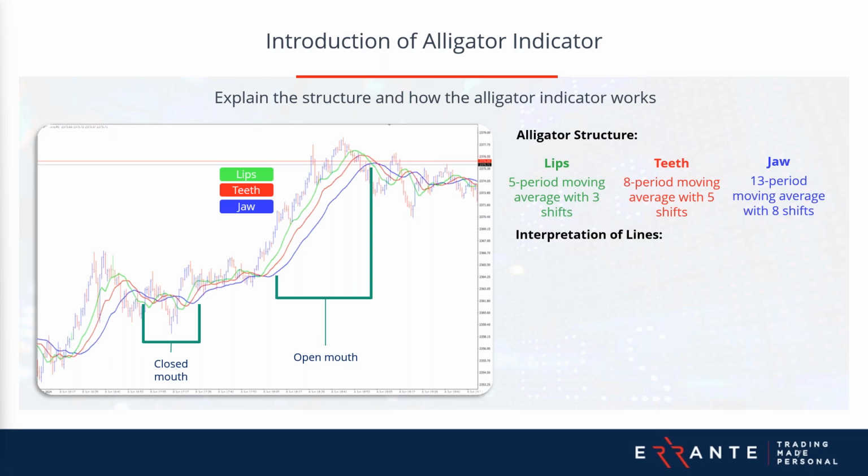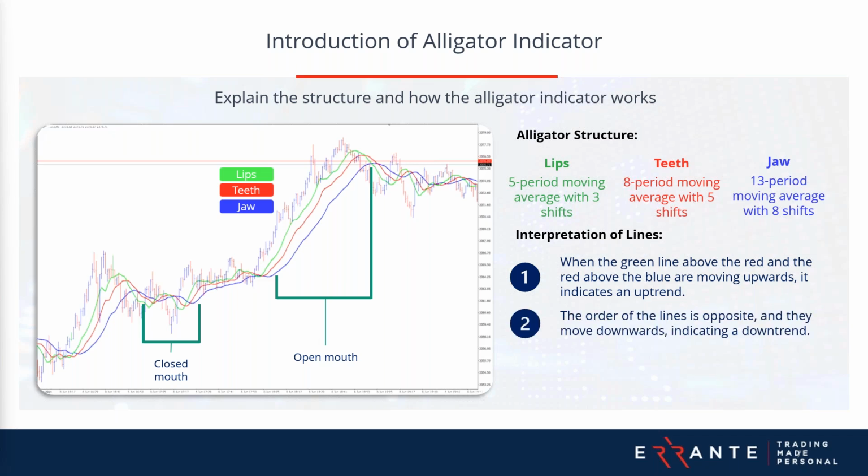and understand how to interpret these lines during different market states or phases. We have an uptrend when the green line is above the red line and the red line is above the blue line. Means the lips are above teeth and both are above jaw, and they're moving upwards. There is a positive slope. It indicates an uptrend. This is when the alligator is said to be feeding.